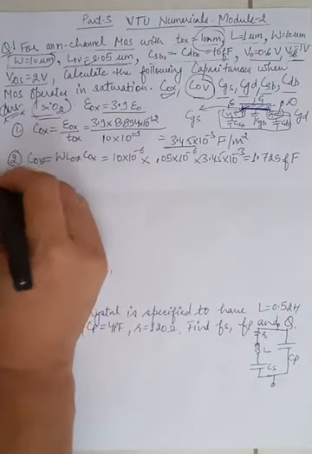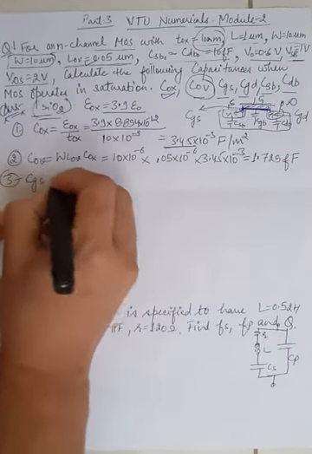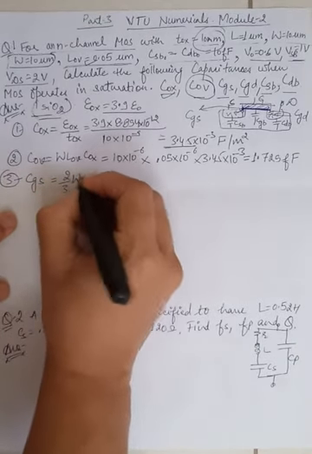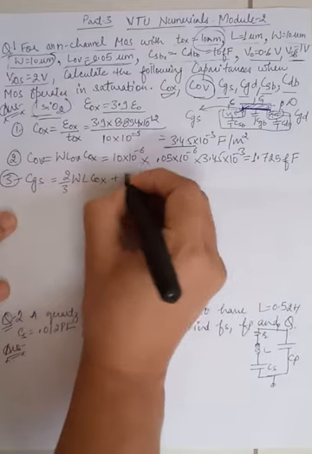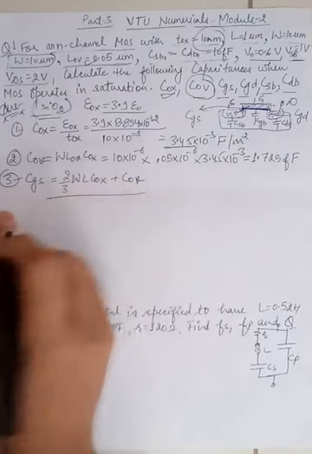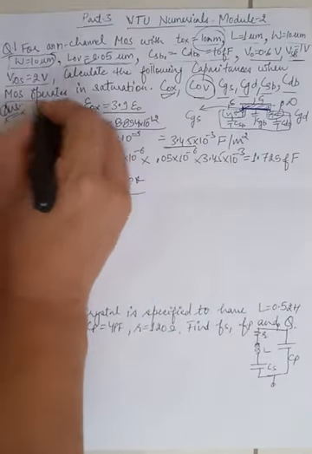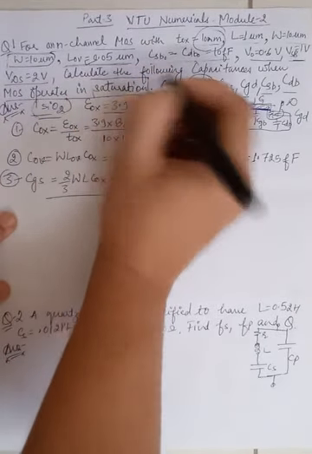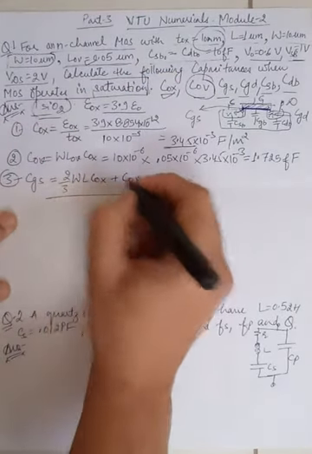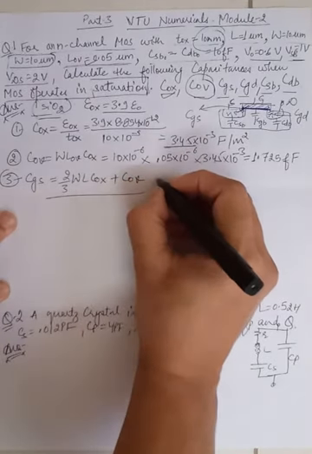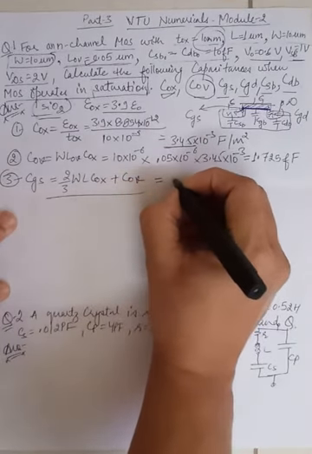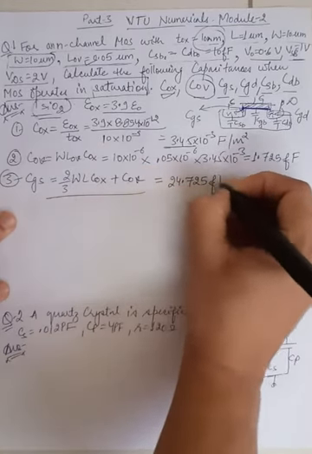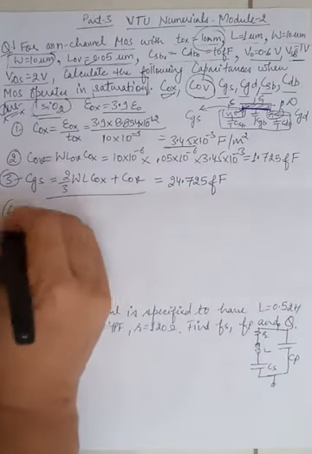Let's calculate the third value, CGS. CGS is nothing but 2 by 3 WLCOX plus COV. Why I wrote this value? Because we studied, it's given, MOSFET operates in saturation. So if it operates in saturation, the value is this plus overlap capacitance. When you substitute the value, you'll get the value as 24.725 femtofarads.